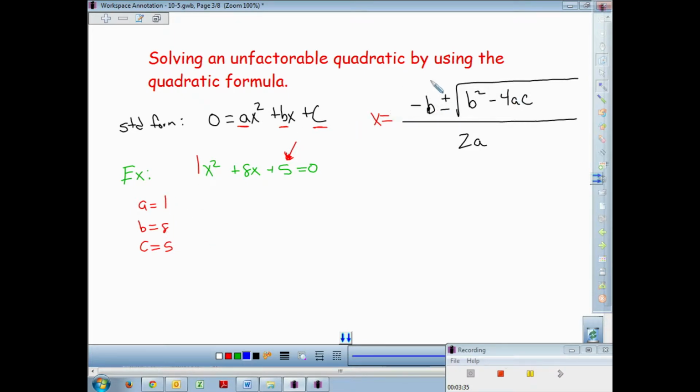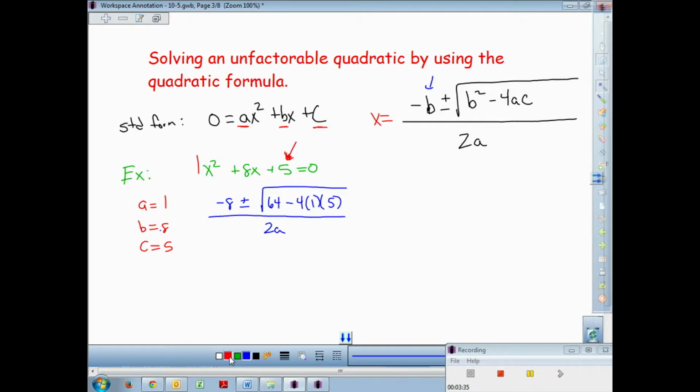It says x will equal the opposite of b, so that would be -8, plus or minus the square root of, so put this big old honker radical, b squared, so I can do that part in my head, minus 4 times a times c. All of that is over 2 times a, which will be 2.